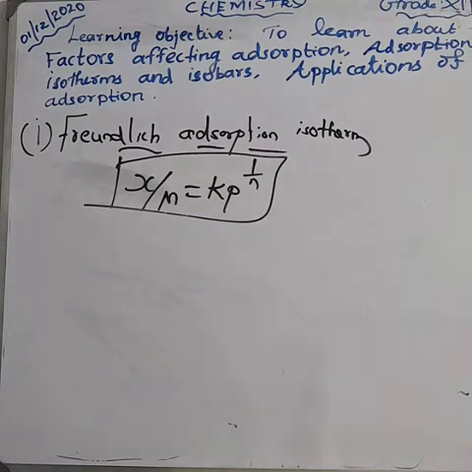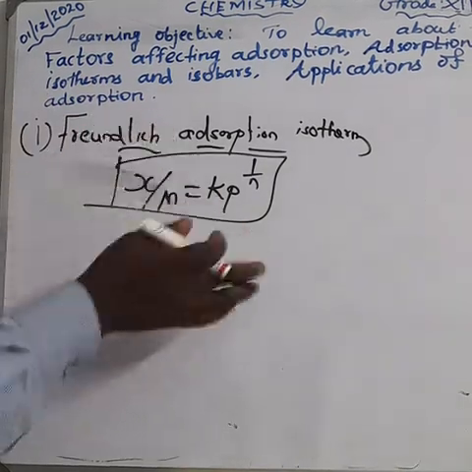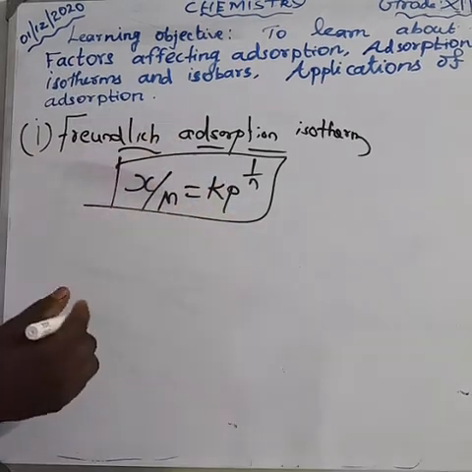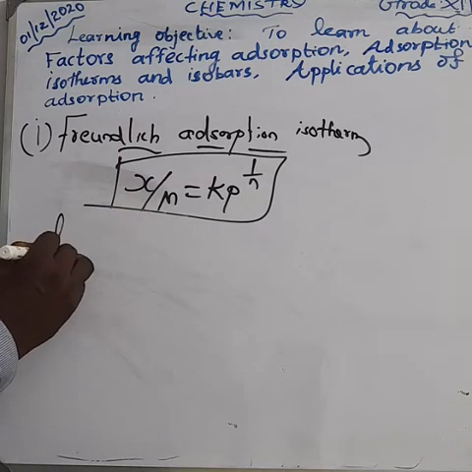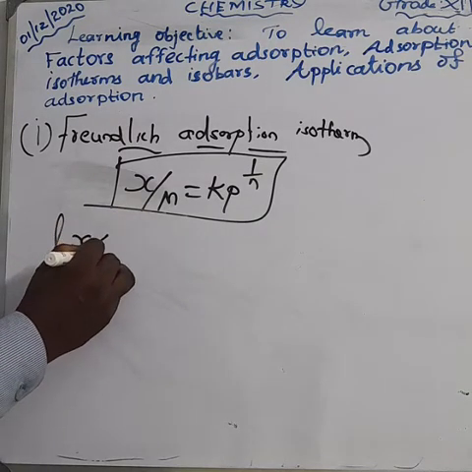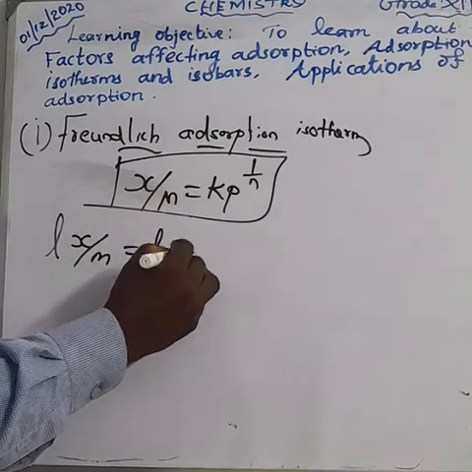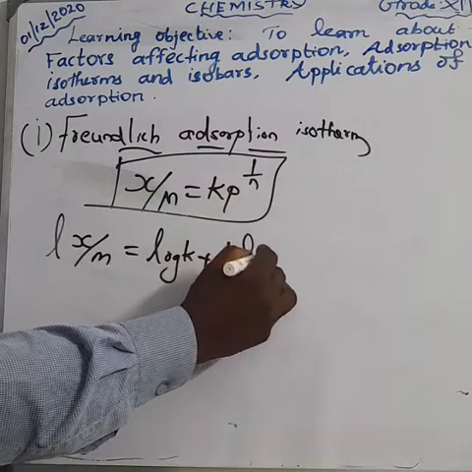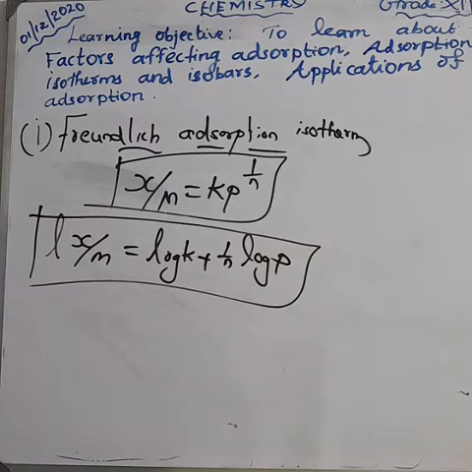Taking logarithm on both sides of the equation, this is the important point. Log x by m is equal to log k plus 1 by n log p. This is the formula.